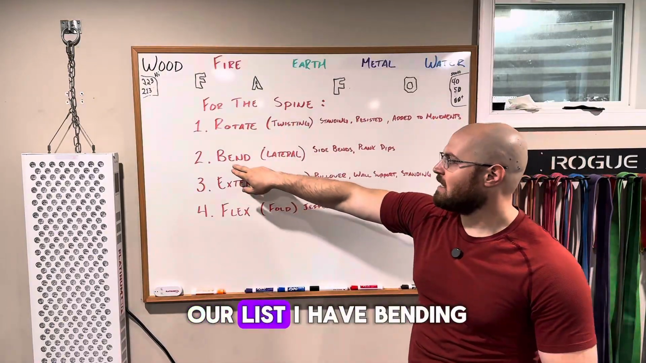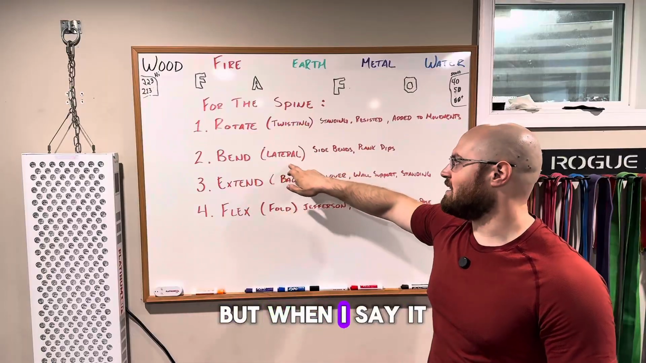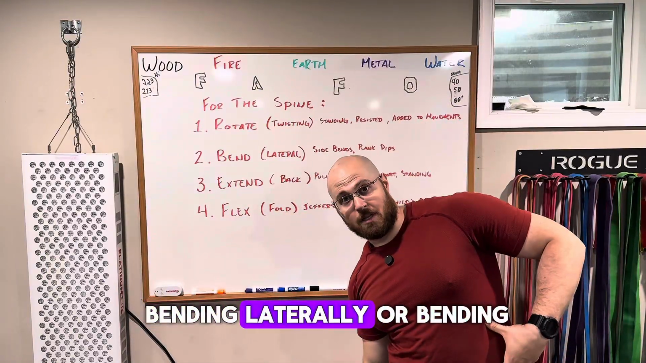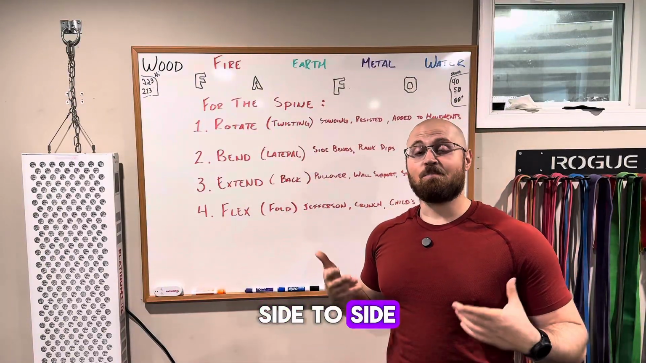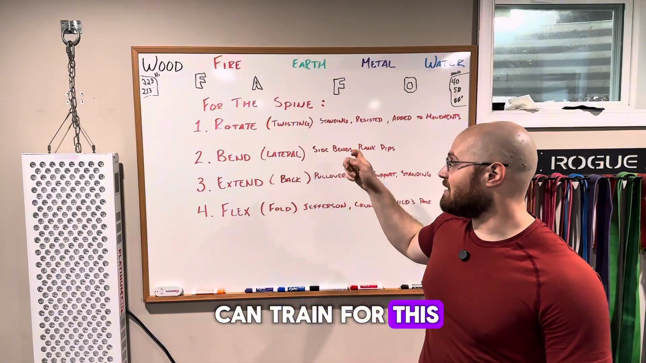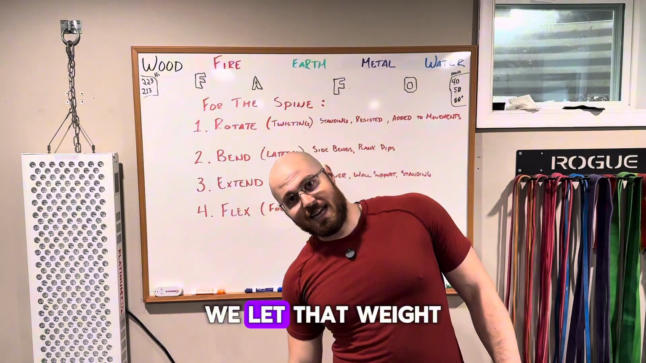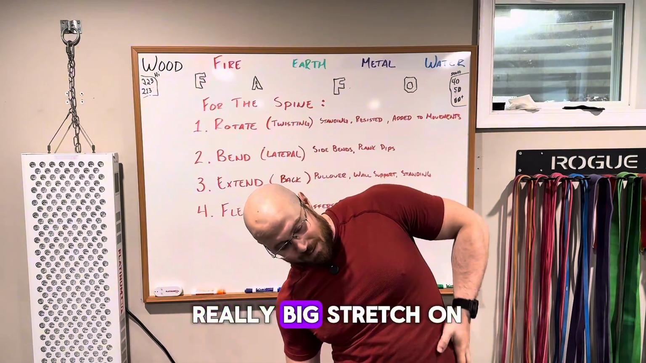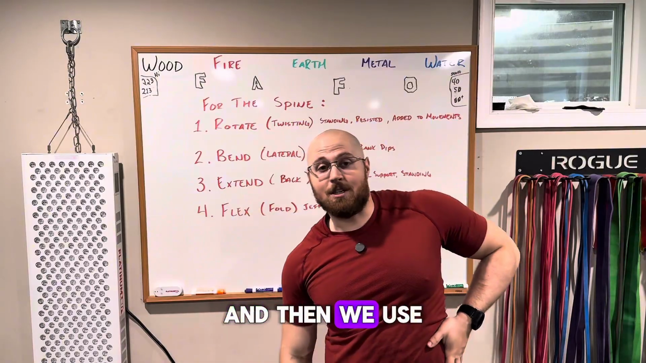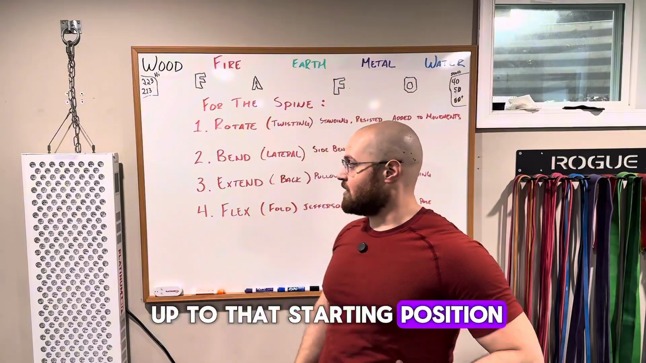Number 2 on our list, I have bending. Bending can be interpreted a lot of different ways, but when I say it, I'm really talking about bending laterally or bending side to side. One of the easiest, simplest movements that we can train for this is the side bend, where we're holding just a weight on one side. We let that weight pull us into a really big stretch on our side, and then we use all of those muscles to pull ourselves back up to that starting position.